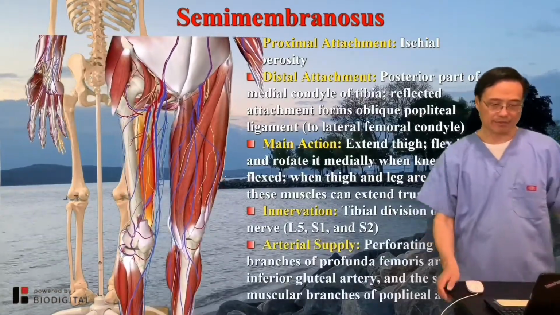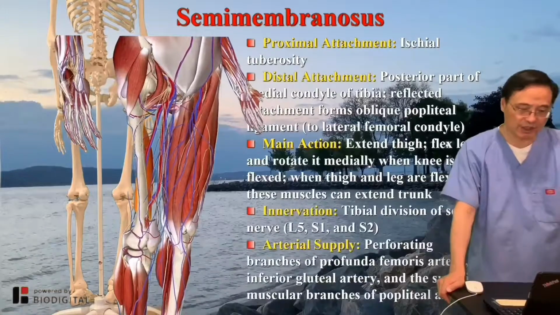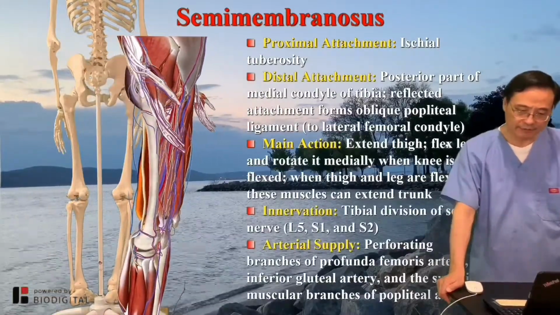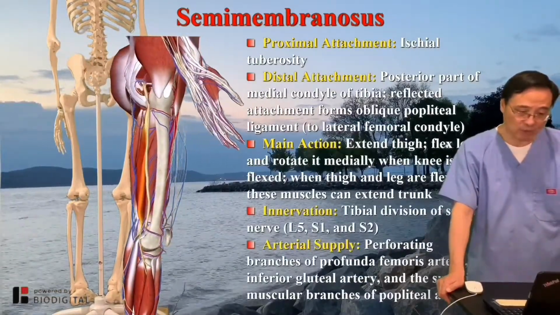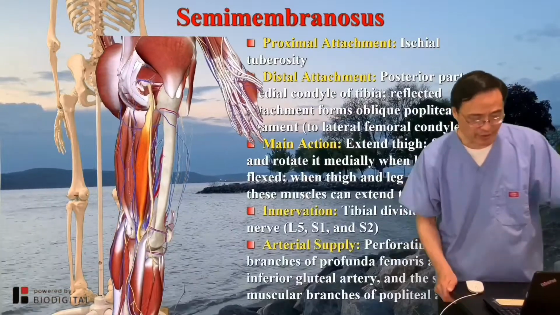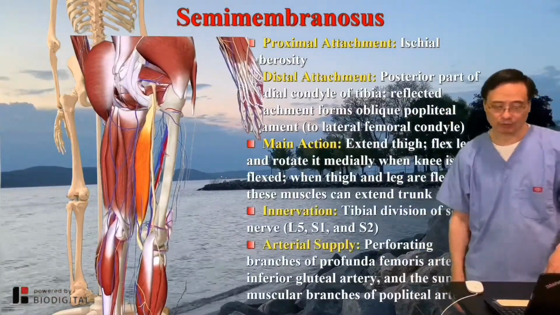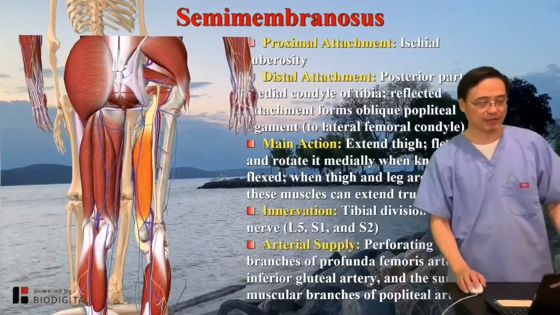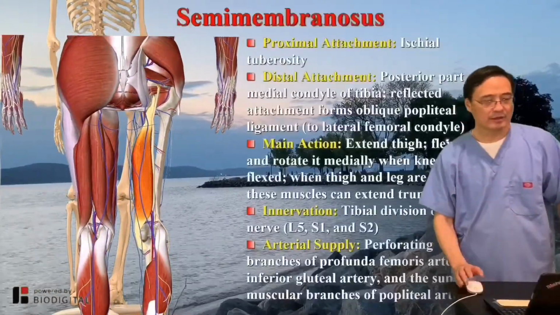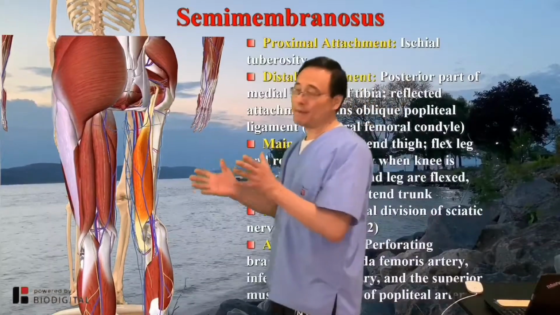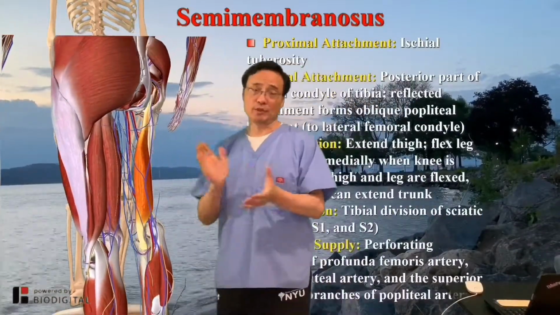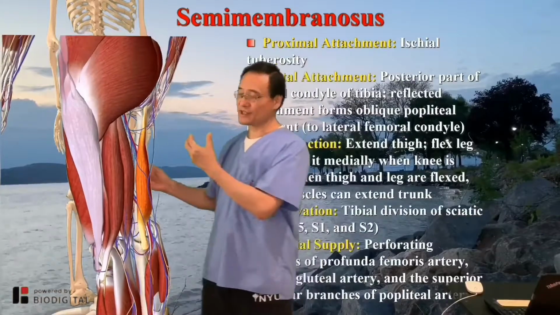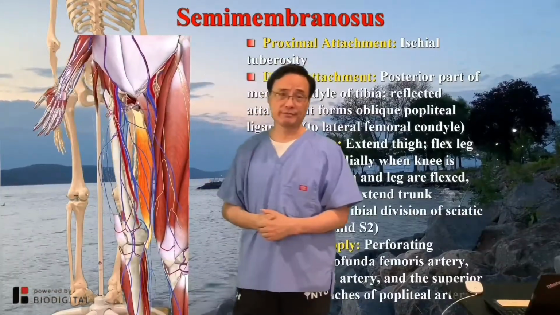And arterial supply, pretty much the same: perforating branches of the profunda femoris artery, the inferior gluteal artery, and the superior muscular branches of the popliteal arteries, all right? Lots of blood supply. So, these two, semitendinosus and semimembranosus, remember, okay, what's the similarity, what are the differences? All right, you need to know.